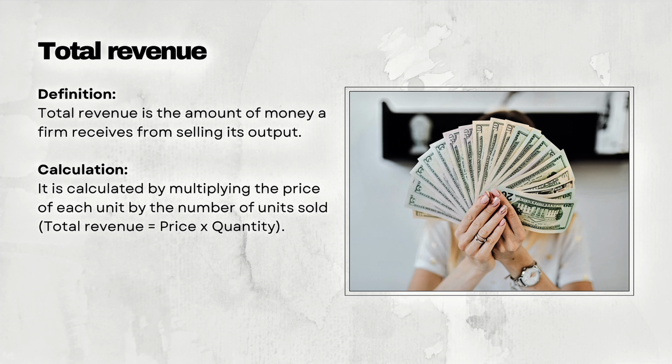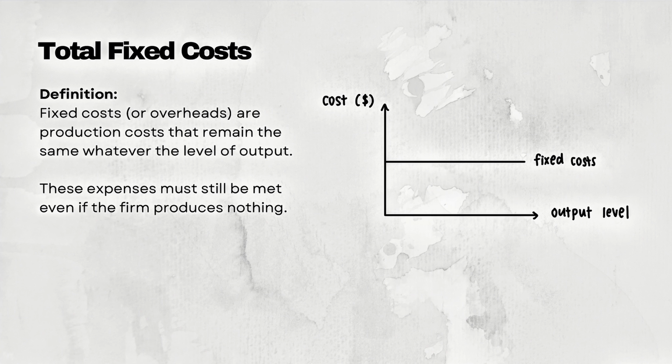The definition of total revenue is the amount of money a firm receives from selling its output, and the calculation for this is selling price multiplied by quantity sold. The definition for total fixed costs is production costs that remain the same, whatever the level of output. So if a business sells absolutely nothing that month, they still need to pay these fixed costs. Some examples of these include labor, insurance, rent, and building management costs.